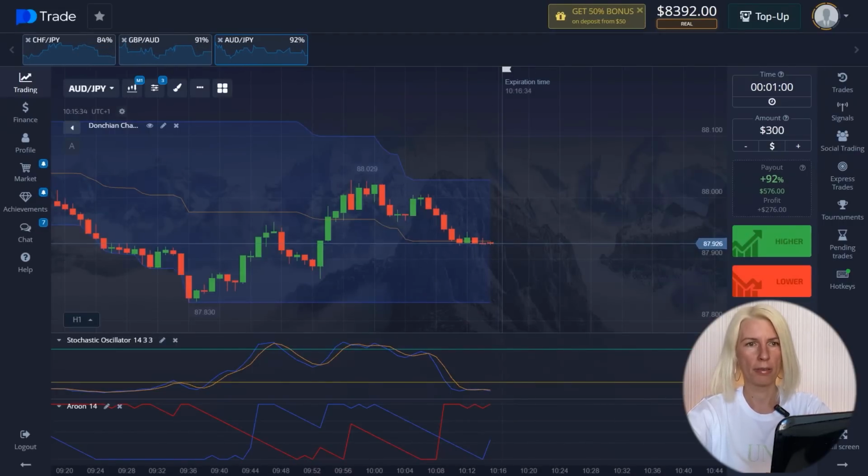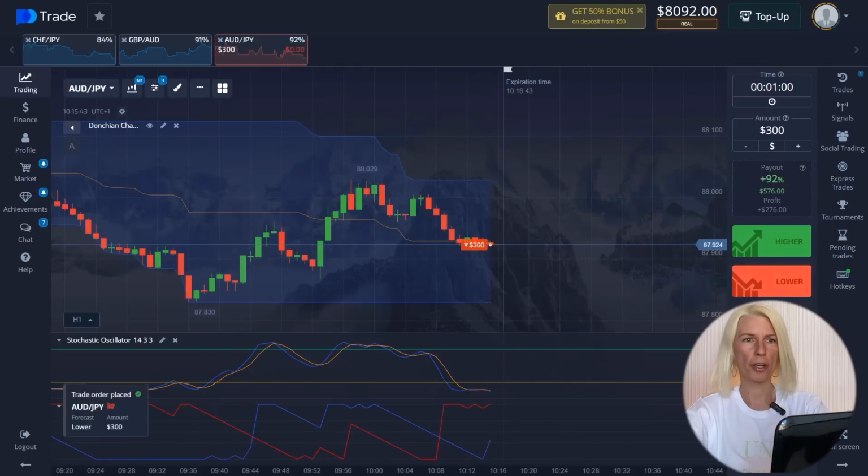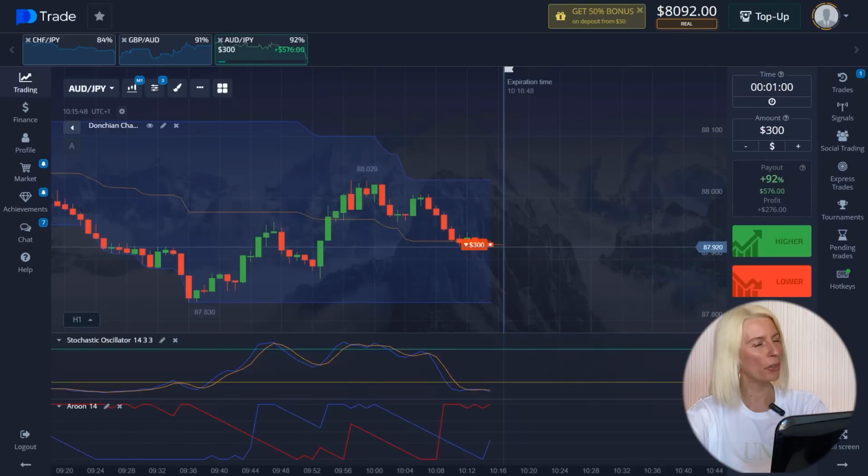Now the graph is starting to become more informative. We see that the red line is at the level of 100, while the blue line is below the level of 50, which indicates a possible price decline. And if so, then we open a down trade for 1 minute with $300. The trade's open, we can no longer influence its course or outcome.